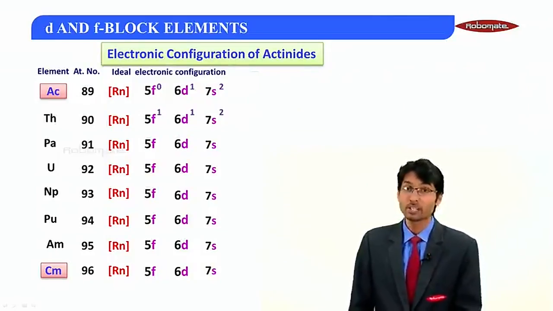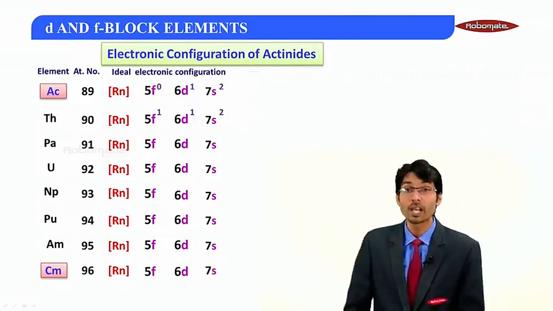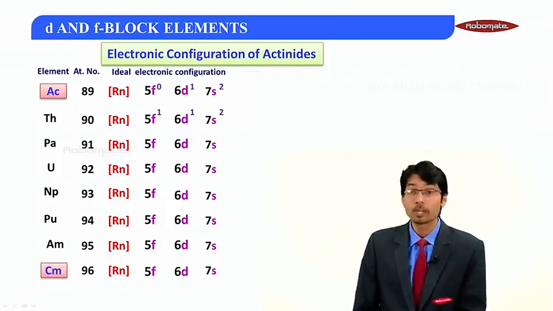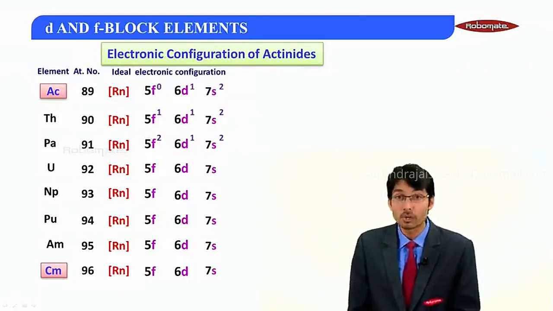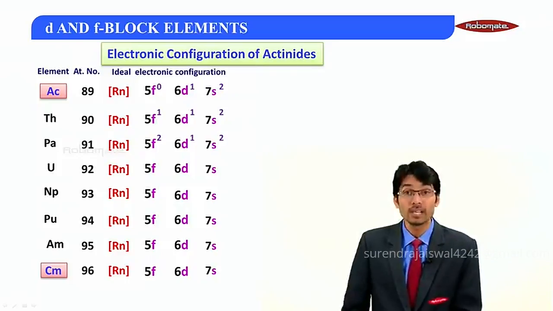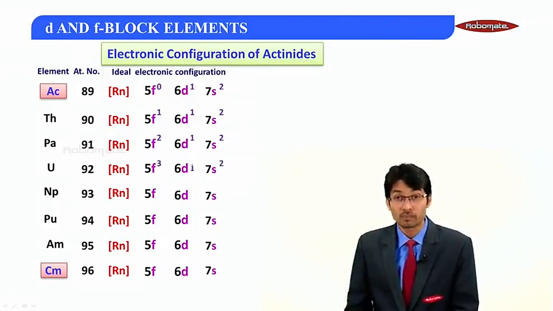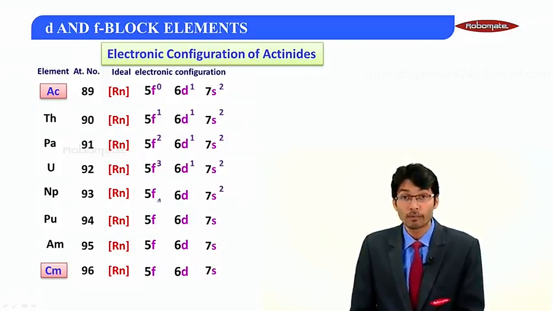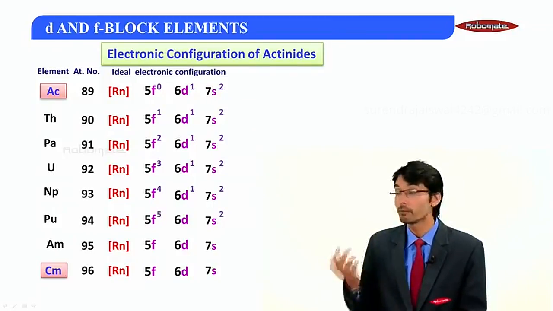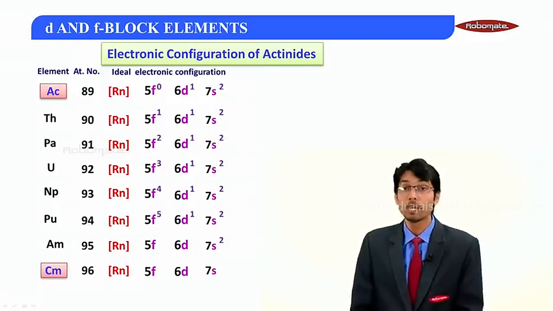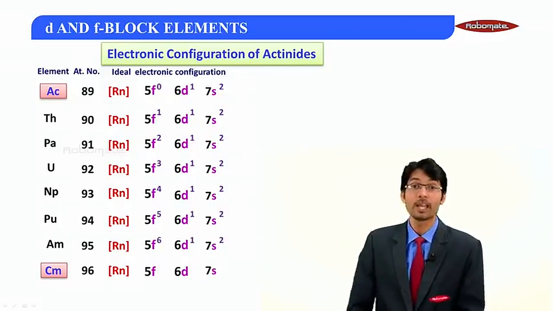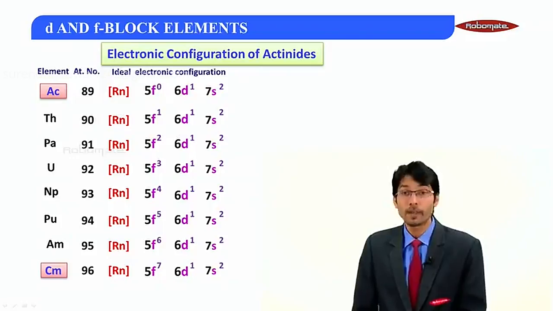I mean to say, in the case of thorium, there is an increase of 1 electron. Similarly, in protactinium, an increase of 1 more electron. So electrons are continuously increasing in the 5f subshell. In uranium it is 5f3, neptunium becomes 5f4, plutonium 5f5, americium 5f6, and finally curium becomes 5f7.